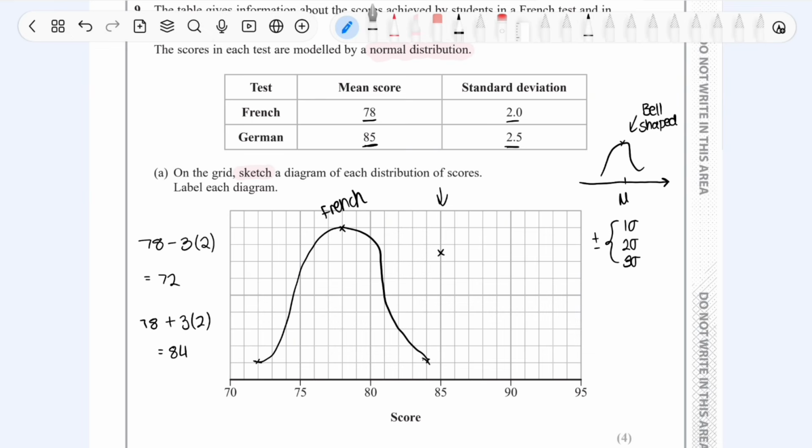And then now we can just use our lower tail and upper tail and do the mean plus or minus 3 standard deviations. Now if you put those values into the calculator, 85 plus or minus 3 lots of 2.5, you would get 77.5 and 92.5. I'll start sketching them now.